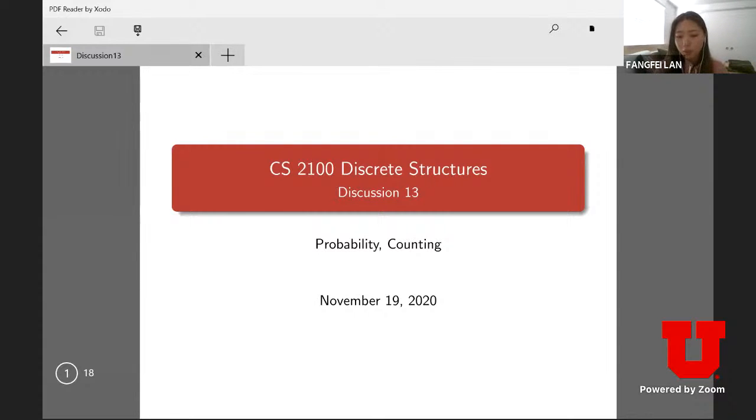Okay, so let's start with probability and counting. And hopefully this will help you with your upcoming quiz. I think this is kind of a fun topic, but it's not easy. So let's do a little more practice.